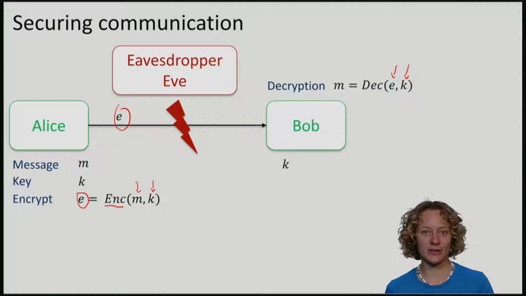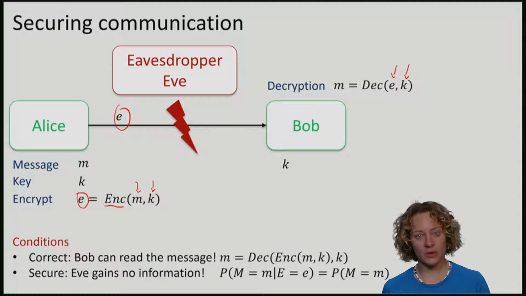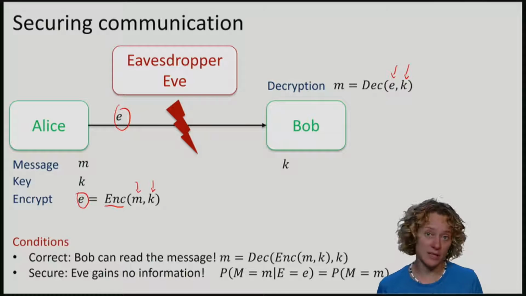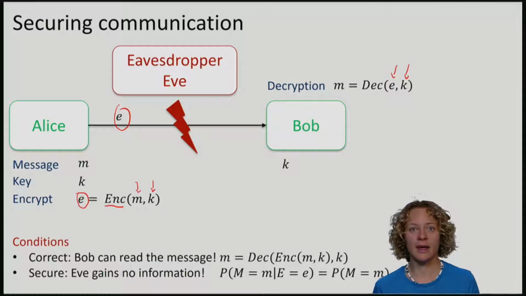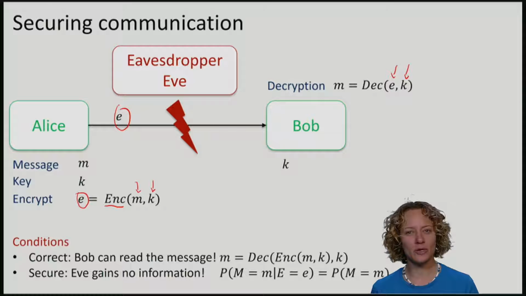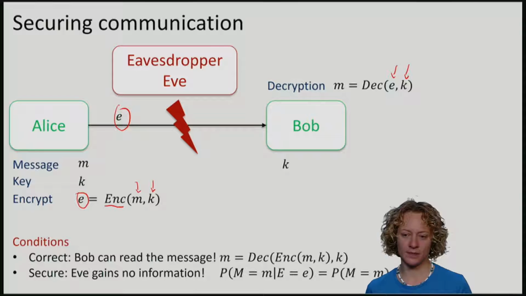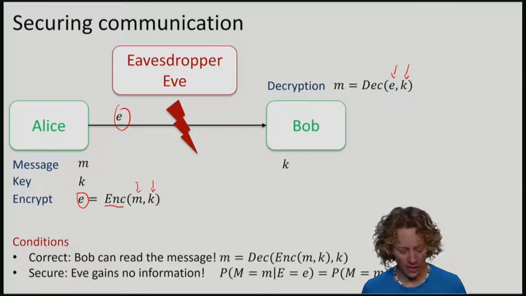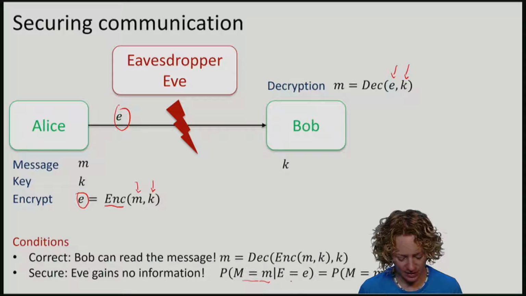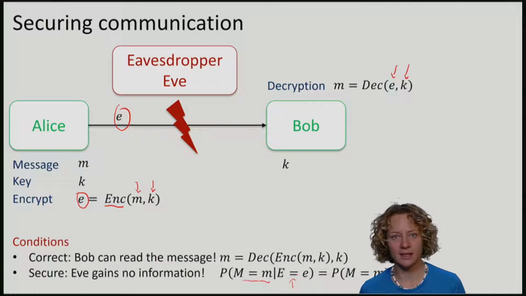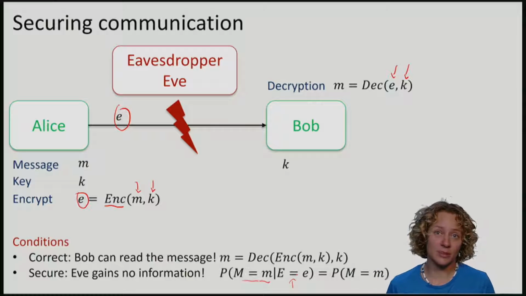What properties should such a scheme have? First, we want the scheme to be correct. Bob should be able to read the message. Second, we want the scheme to be secure. Eve gains no information about the message M if she doesn't know the key. So the message M is independent of the ciphertext E. We will see later what precisely this means in the quantum world.